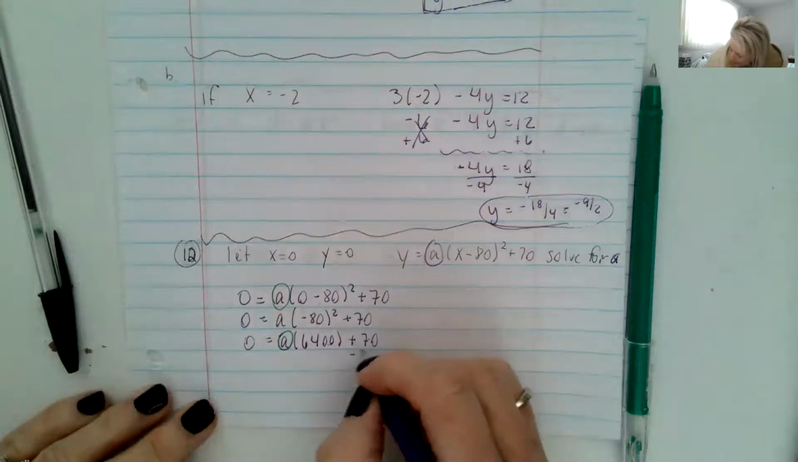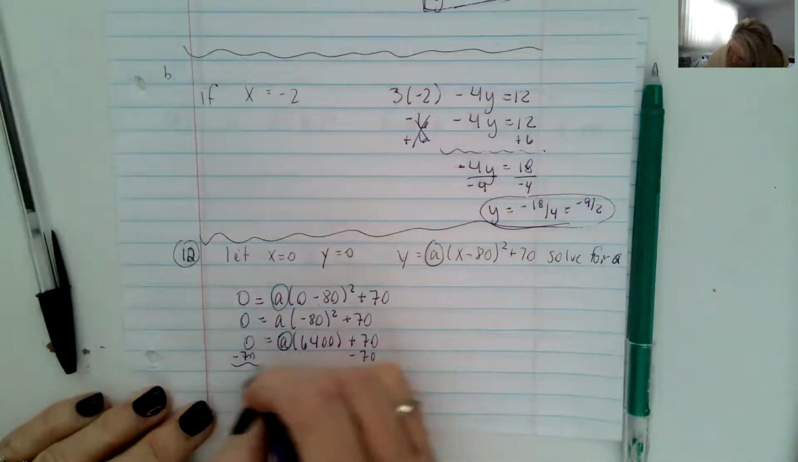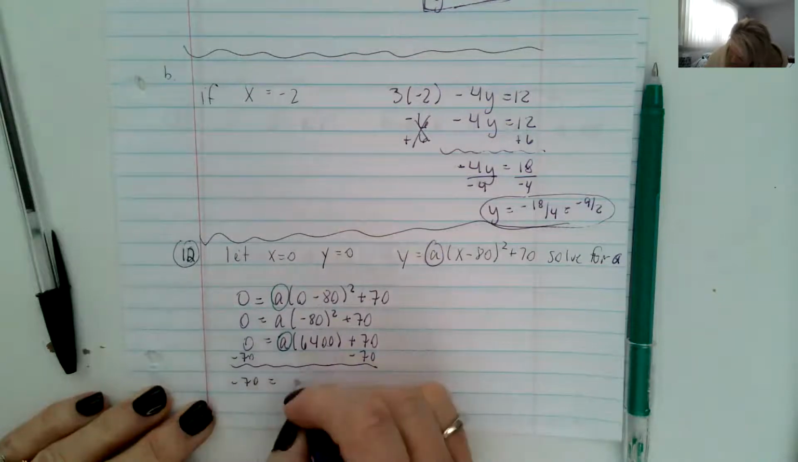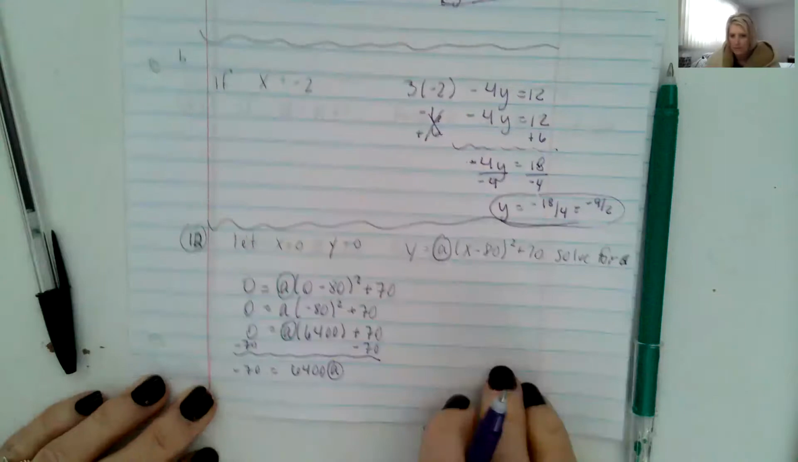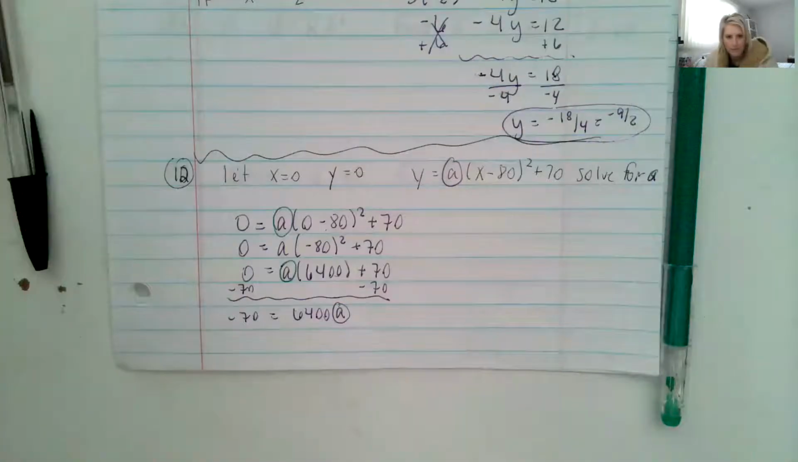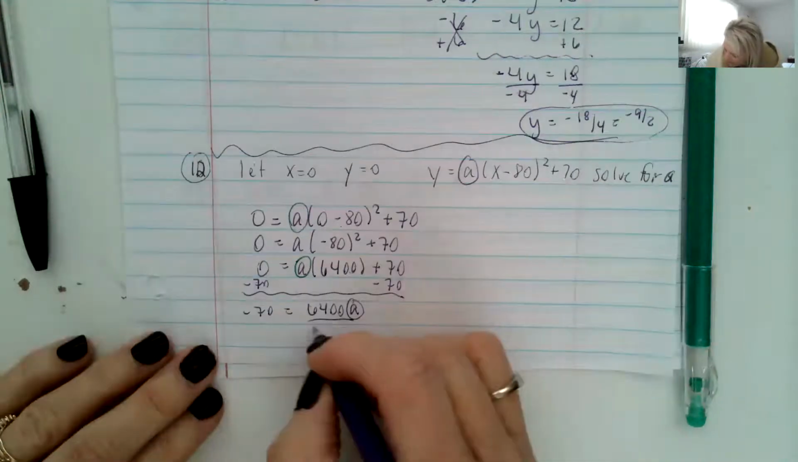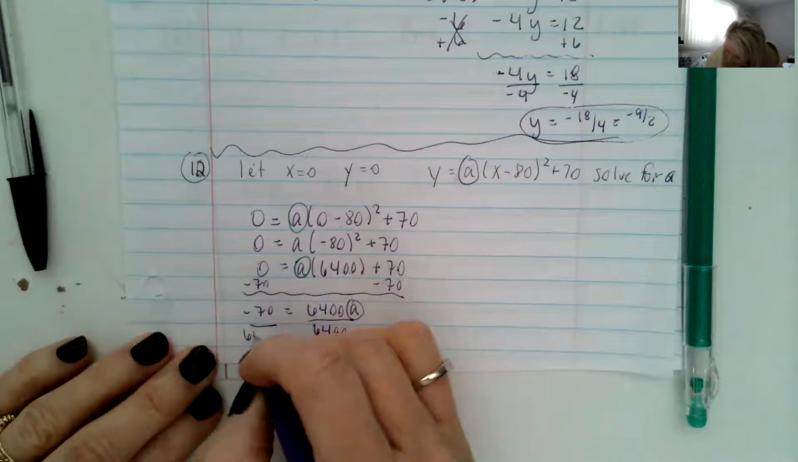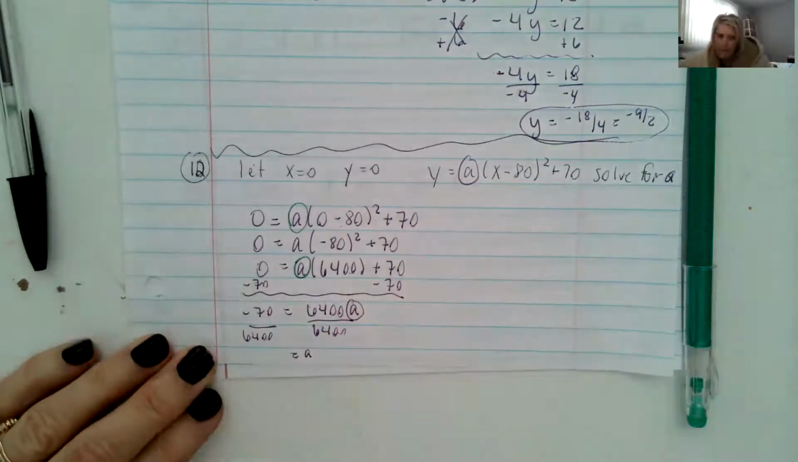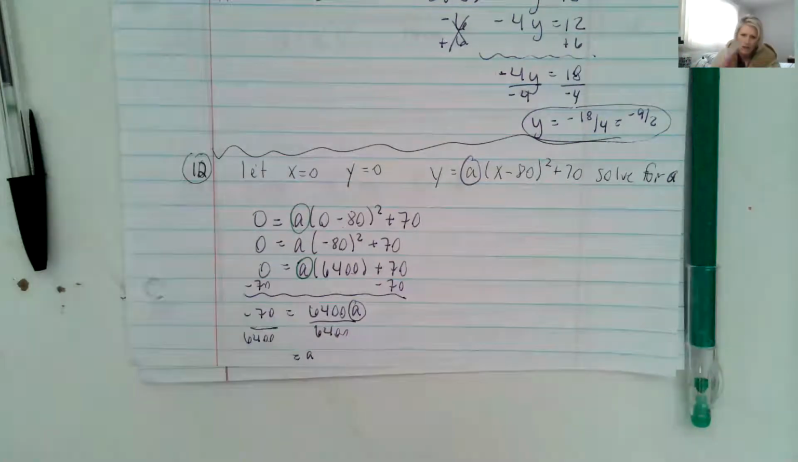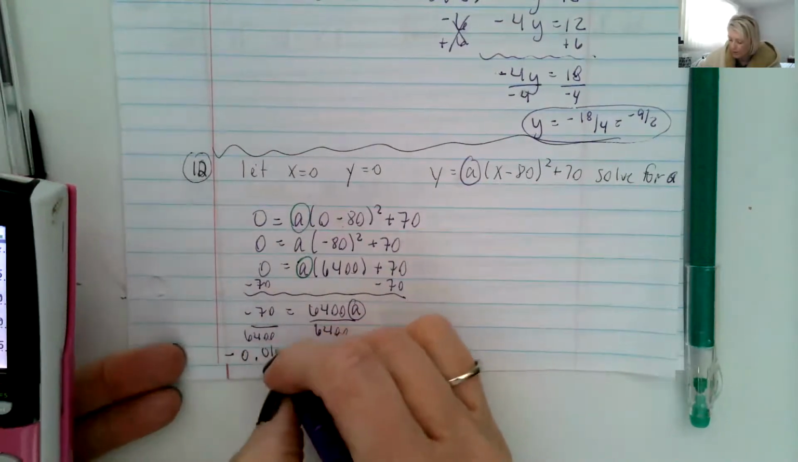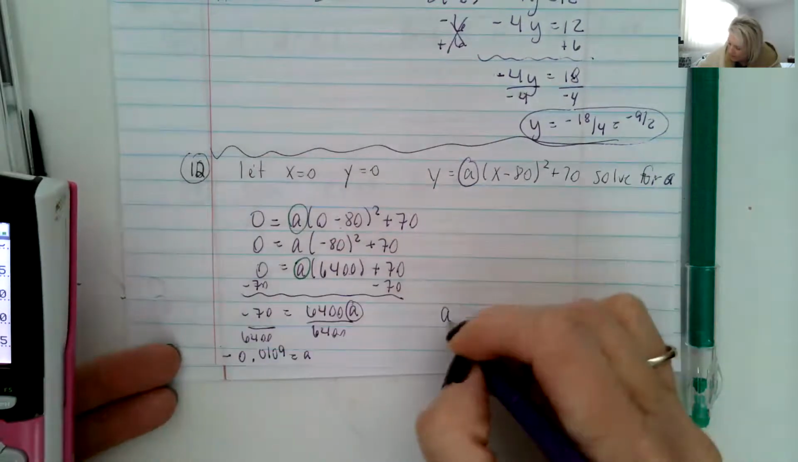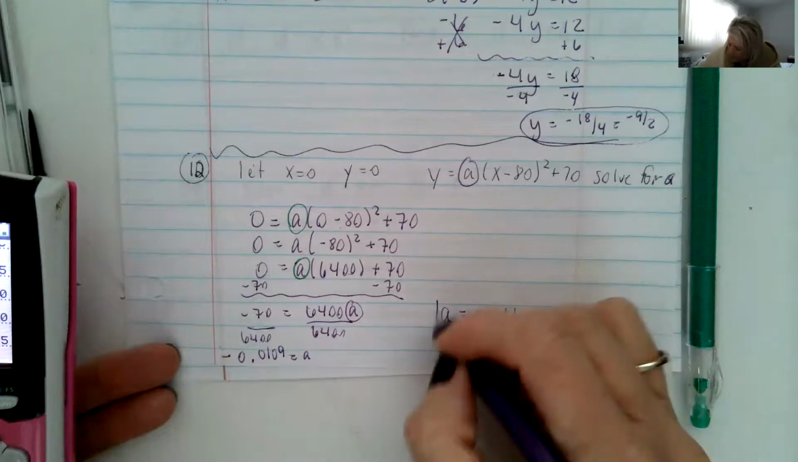So I'm going to subtract 70. And I like to put my coefficient out in front of my letter A here. And then I have to divide by 6,400 to solve for A. And so A, 70 divided by 6,400 is a decimal, and it's negative 0.0109. So A equals negative 0.011. I'm going to round that to 3 decimal places.